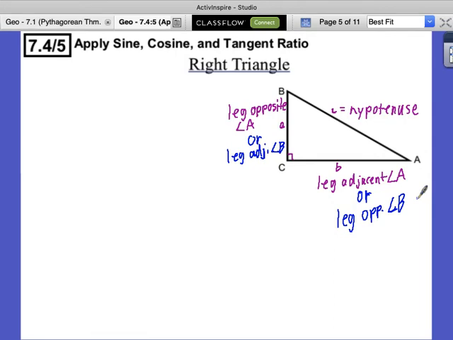Last thing about this, I don't want you to forget: each of these legs we could call in two different ways, either adjacent to one angle or opposite to the other angle. The hypotenuse is just the hypotenuse, though, right? It's already clarified enough. But to differentiate between these two legs, we can say they're opposite or adjacent to different things. And it's all based upon the position of the non-right angles. Questions on that?